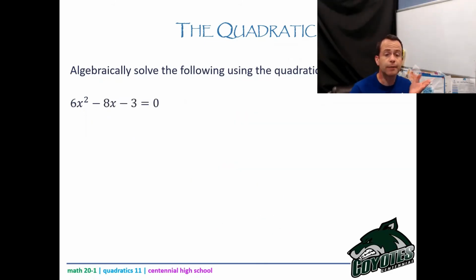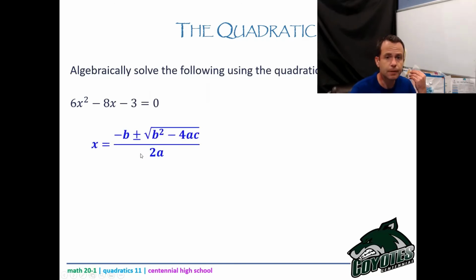Okay, so now I've got 6x squared minus 8x minus 3 equals 0. Again, I'm going to write my formula down. My a value is 6. My b value is negative 8. My c value is negative 3. So I'm going to plug all of those things in.